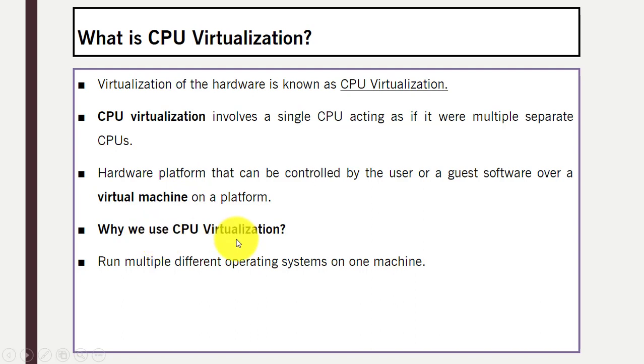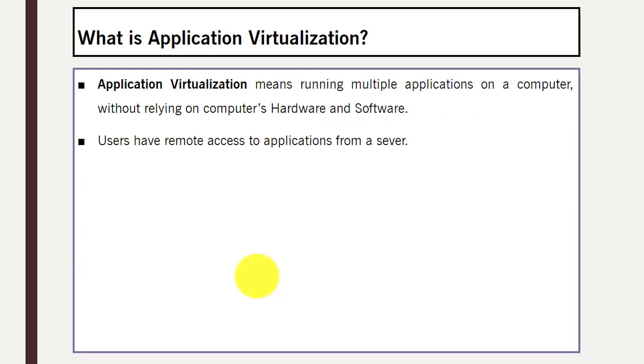So why do we use CPU virtualization? To run multiple operating systems on one machine. After CPU virtualization, you can run different operating systems on one machine. So that's all about this video. We discussed what is CPU virtualization. CPU virtualization means we can run different operating systems on one machine.